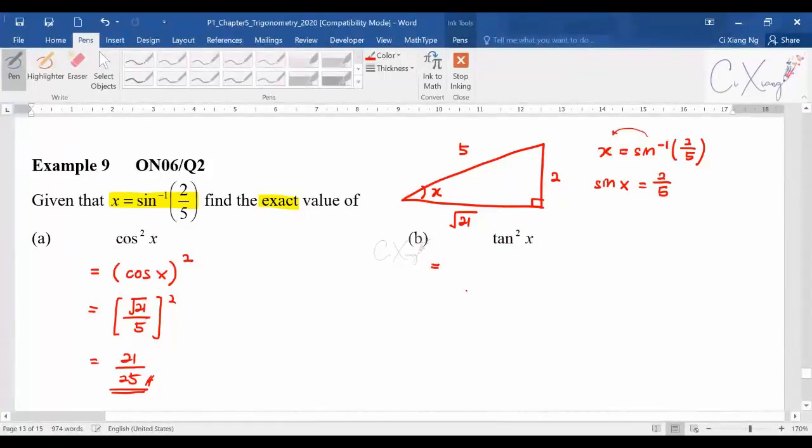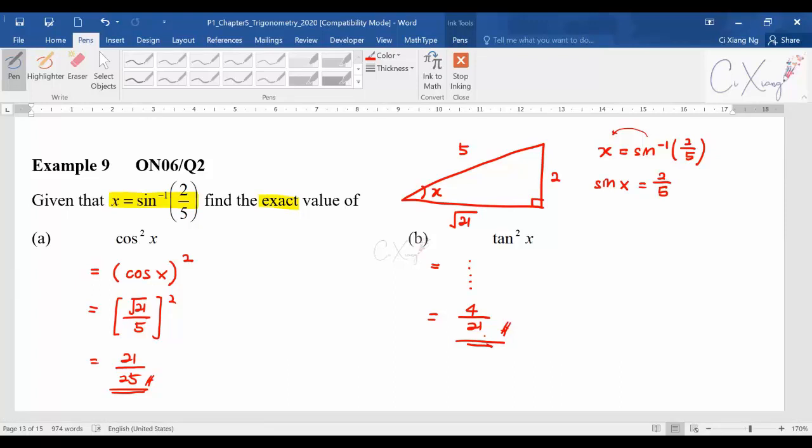So the same thing happens for the tangent. For the tangent part, you just try it on your own. Super easy. For this part, the answer that you get should be 4/21. I think it is not hard at all, right? Very straightforward and simple.